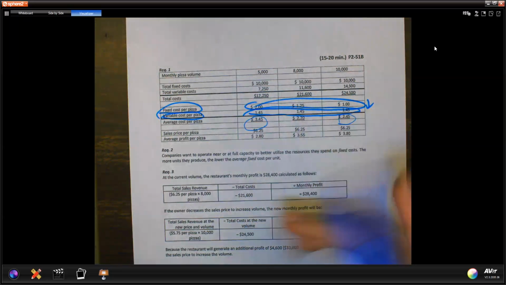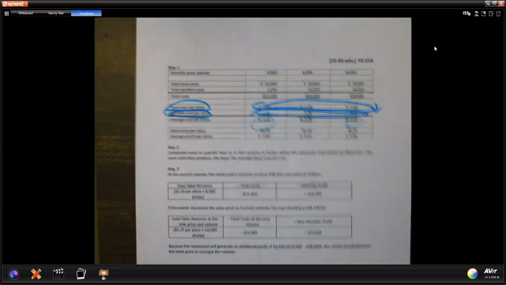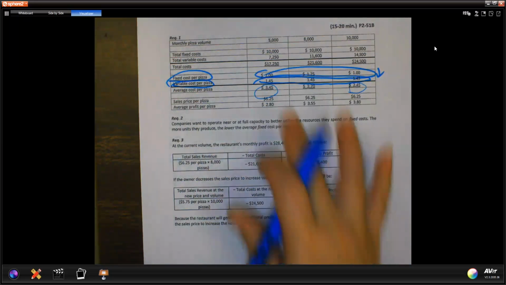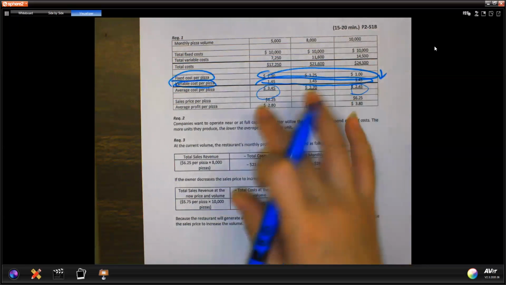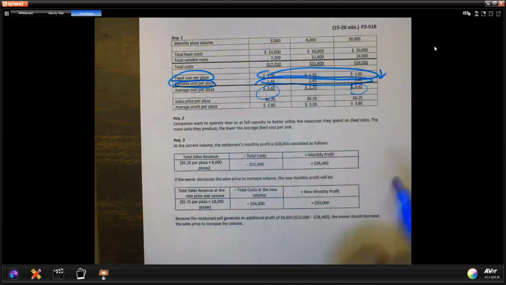So you never ever use your average cost. You never ever use your average fixed cost to make a prediction. So never ever do that. If you do that, you will have trouble. So that's the main idea for this problem. It's kind of a proof, showing that your fixed cost for each unit actually decreases when you have a higher output level, a higher volume.